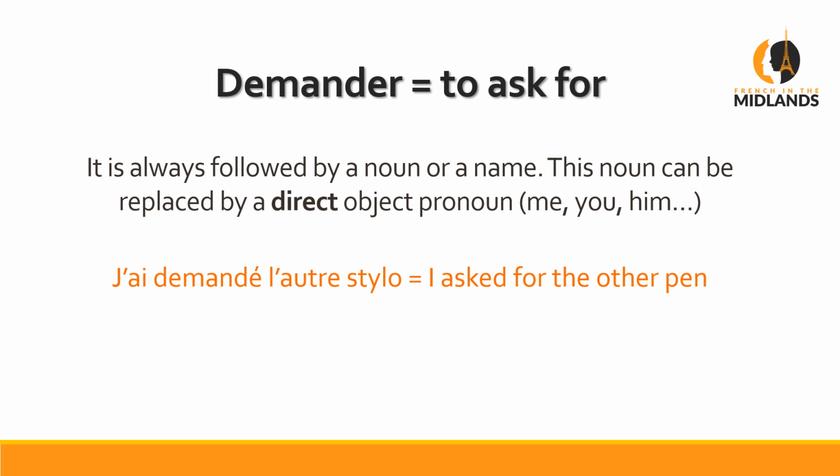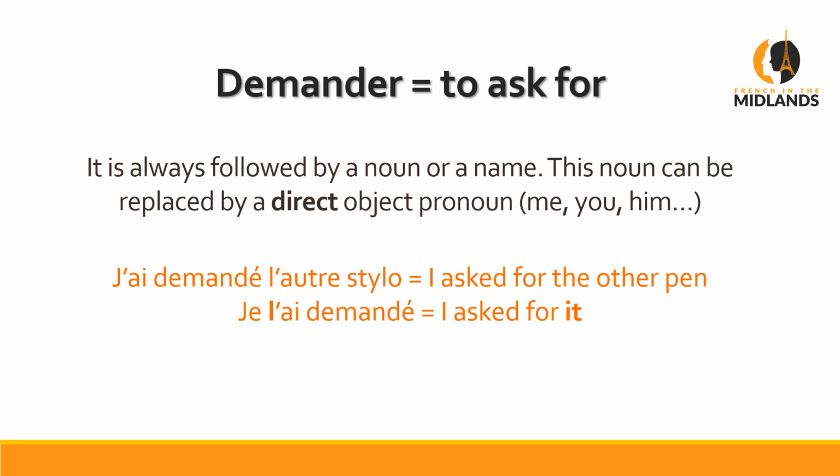Let me give you an example. J'ai demandé l'autre stylo. I asked for the other pen. Now we're going to replace the other pen with it. Je l'ai demandé. I asked for it. And the odd thing is where the pronoun goes in French. It goes before the verb. In effect, we're saying it asked for. It takes a while to get used to.